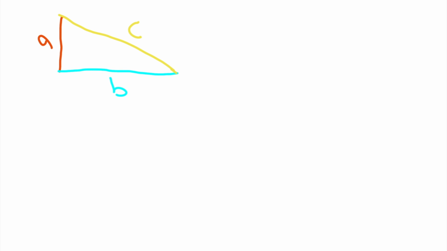There's a formula that relates all these things, which is called the Pythagorean theorem. And the equation is, switching colors is the hard part. A squared plus B squared equals C squared. So that is the Pythagorean theorem. And today we're going to prove it.